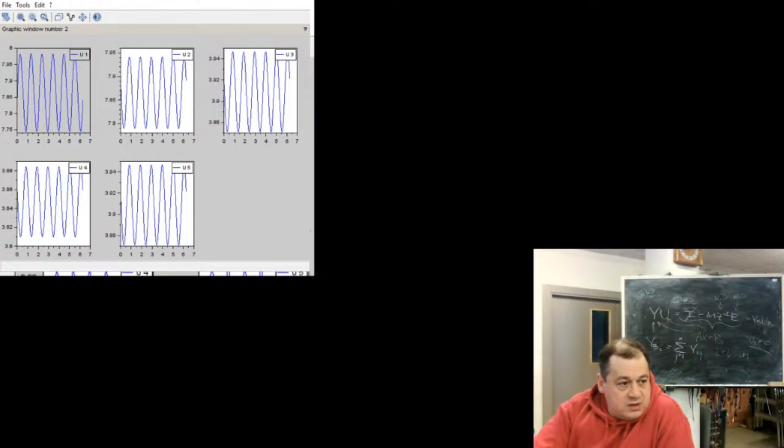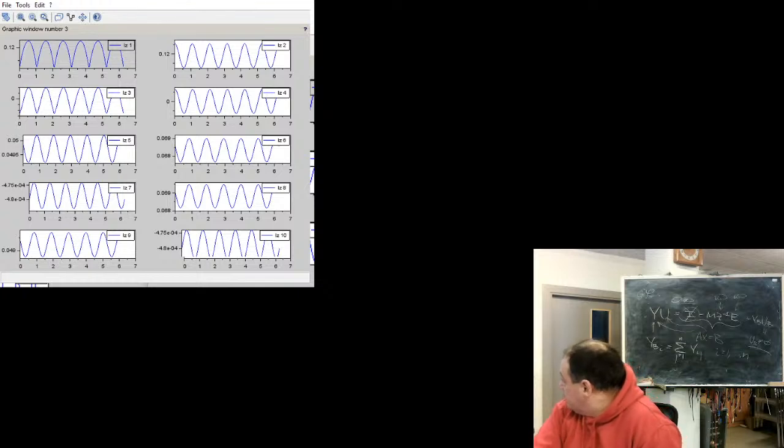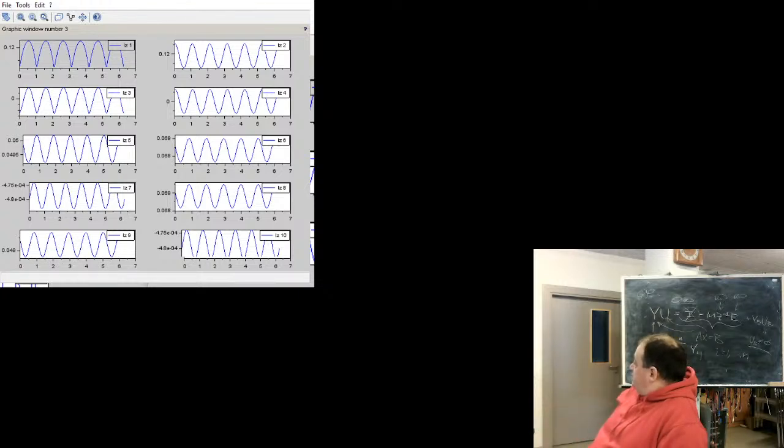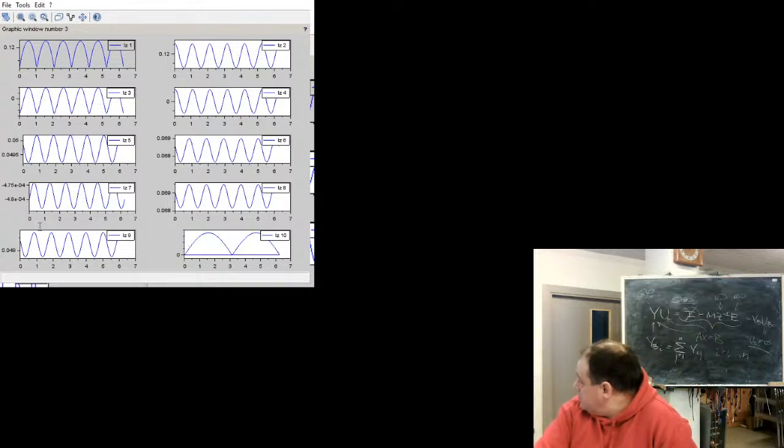Wait one second. This one is window number 3. For recording, I get currents. Here they are, voltages and currents. Just for example, I can switch back to the simple rectifier. Okay, execute.